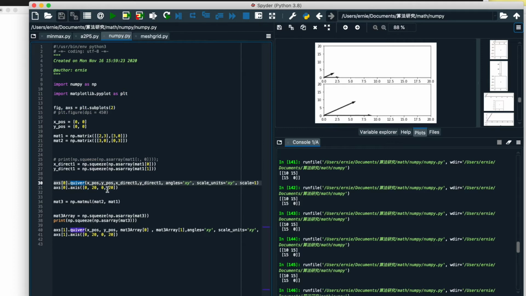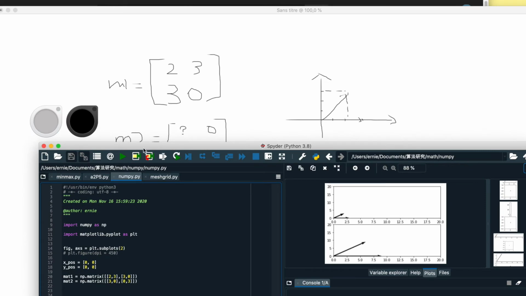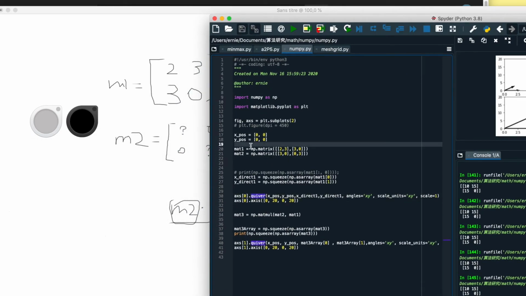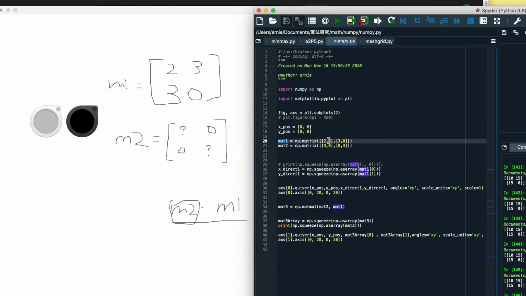Before I explain this, at first I need to explain what is going on here. We have the first matrix, which I drew here, M1. I'm using this variable to represent it. This 2 3 is the first row, and this 3 0 is the second row. And I have another matrix, the diagonal matrix. For now, on this diagonal line, I'm just using 3 as an example.